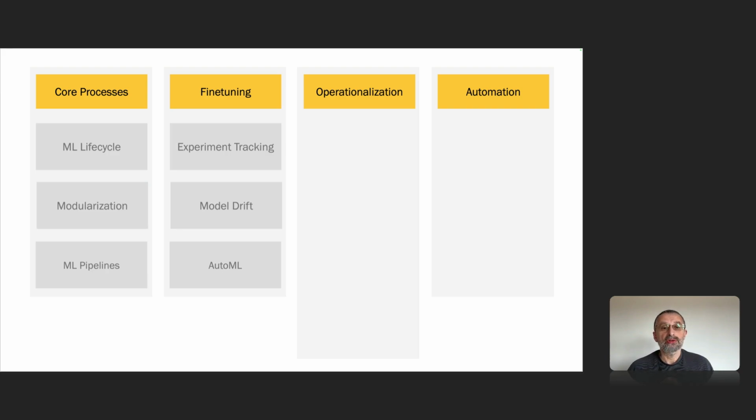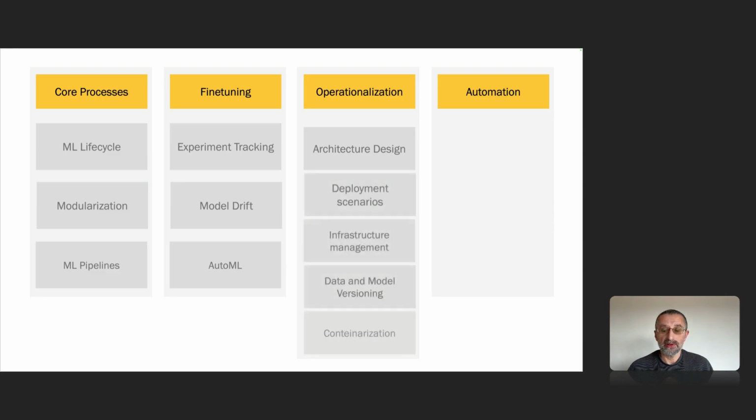Next, in this part devoted to fine-tuning, we're going to cover also auto machine learning model systems. Next comes the most important part of our course, operationalization, so architecture design, deployment scenarios, infrastructure management, data and model versioning, and containerization with elements of Docker and Kubernetes. And finally, we cover topics on machine learning operations, fundamentals, MLOps level 1 and 2.